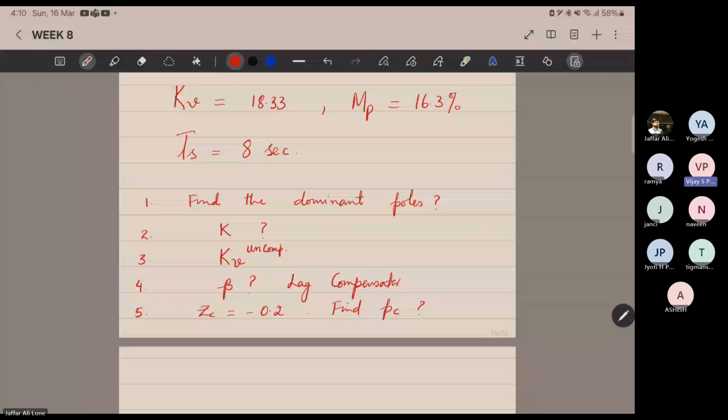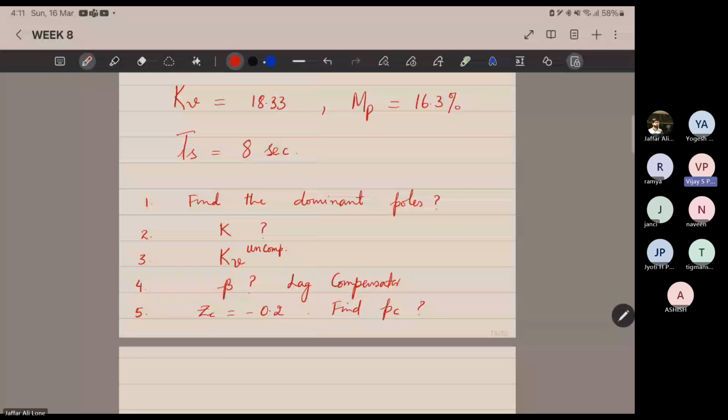Sir, damping ratio is same. Okay, 0.5. Damping ratio is same, and omega n is 1 here. Yes, omega n is 1. Then please find the dominant poles. So it is minus 0.5 plus minus j 0.866. Yes, so let me write the answers. So the dominant pole is minus 0.5 plus minus j 0.866.